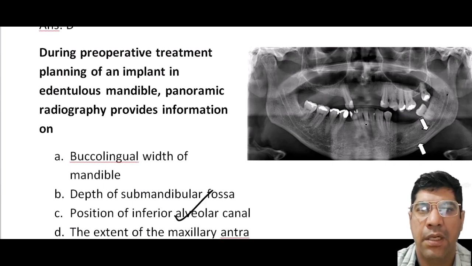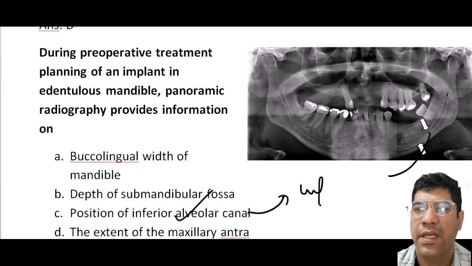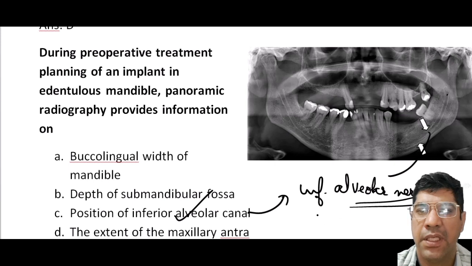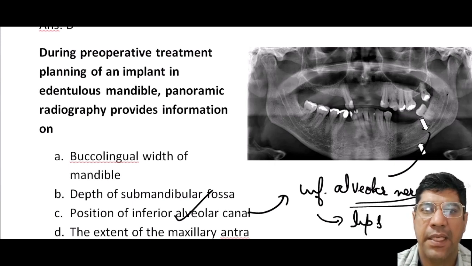That is critical information, because the position of the inferior alveolar canal determines the location of the inferior alveolar nerve. Avoiding damage to this nerve is essential during implant placement to prevent sensory disturbance in the lip and the chin area.